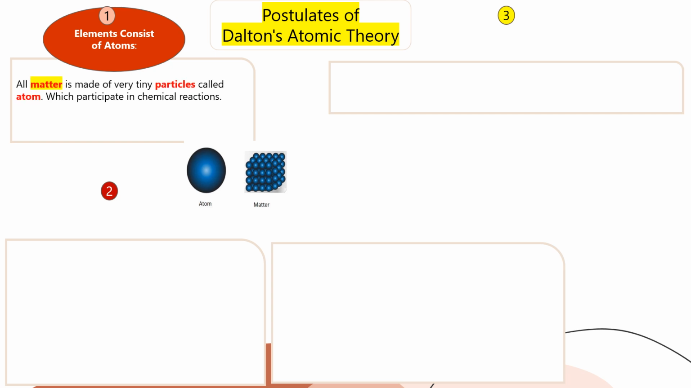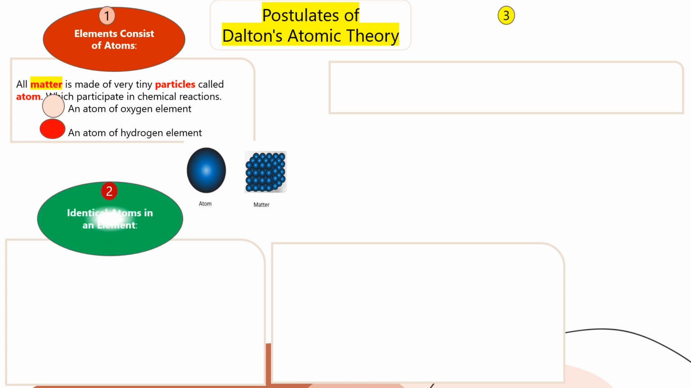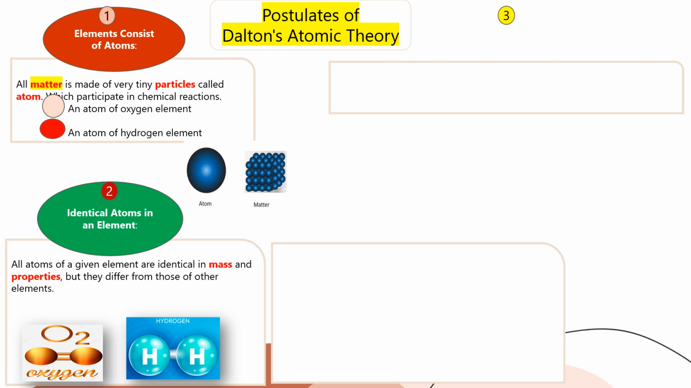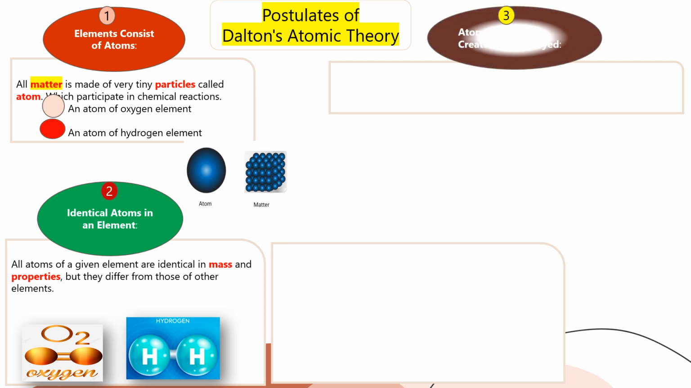See the example, an atom of oxygen element and an atom of hydrogen element. Second, identical atoms in an element. So, all atoms of a given element are identical in mass and properties, but they differ from those of other elements. See the example, oxygen atoms have the same mass and properties, but they are different from the atoms of hydrogen element.